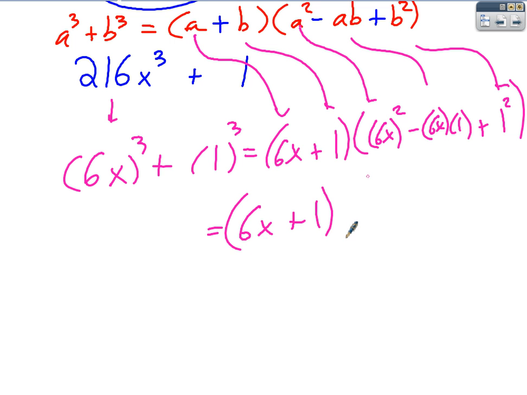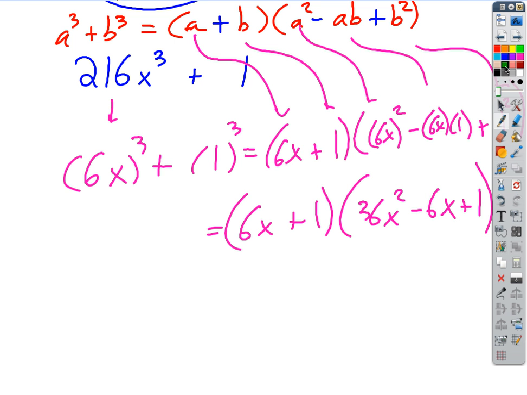Now over here, what is the quantity 6x squared? I've got to square the 6 and the x, right? So that's going to be 36x squared minus 6x times 1 is just 6x. 1 squared is 1. Okay, done. Now we got to check and see if we're done, if we can go any further. Obviously, the first one is done because the x is to the first power, so it can't go any further. That one's done. It's linear.